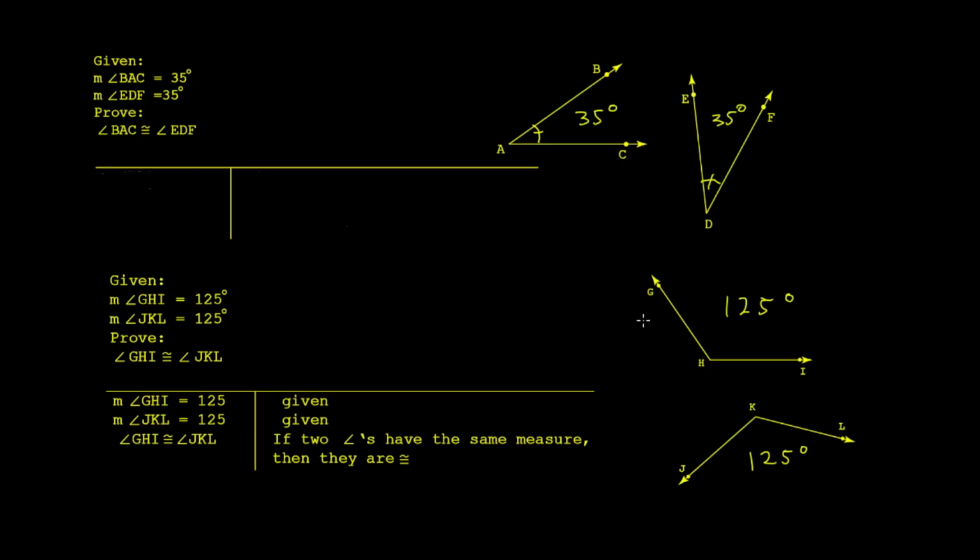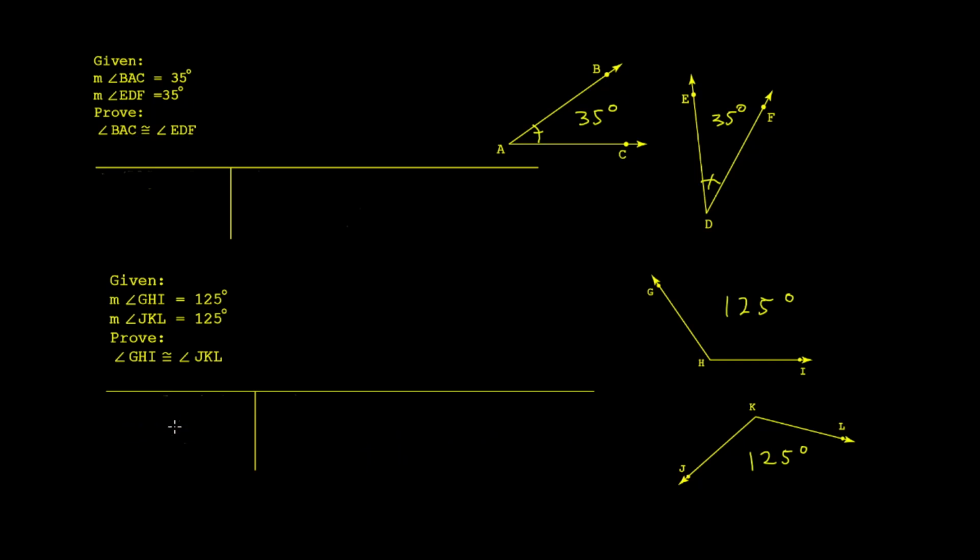You'll notice it's almost the same proof as this. The only difference is this is an acute angle at 35. This is an obtuse angle at 125. So again, we're going to erase the proof here, run through it several times, and then you'll want to do it again on your own.